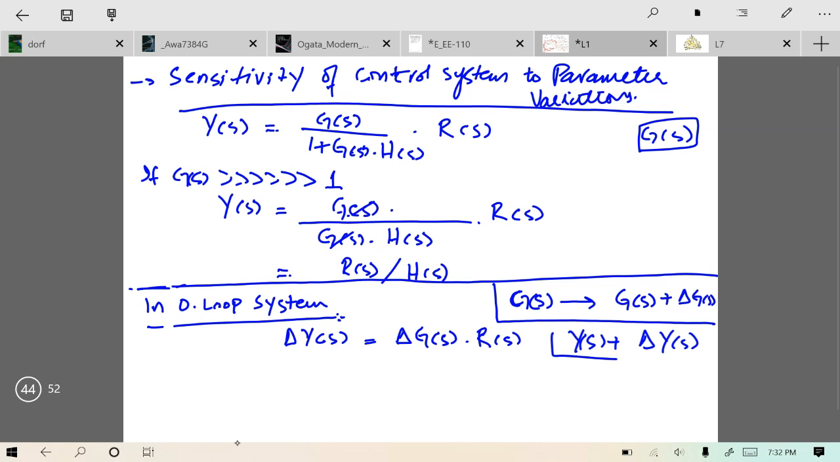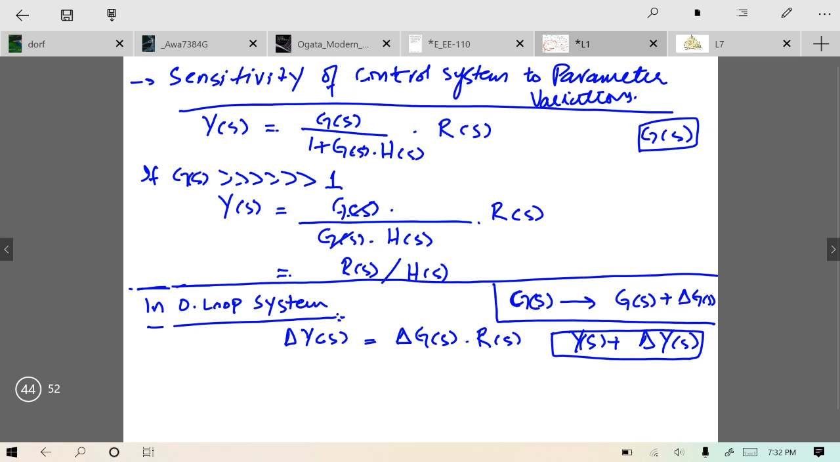This would be your overall output in open loop system. In open loop system, you have introduced a small rate of change, a delta g of s. Earlier, your process transfer function was g of s and your input was r of s. Then your output was r of s into g of s.